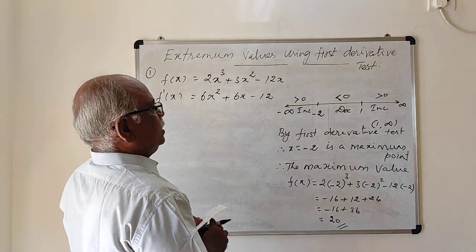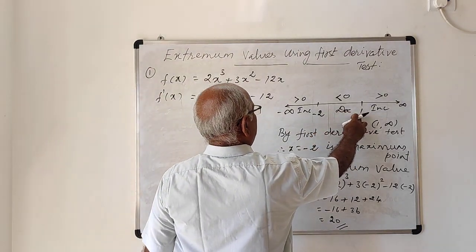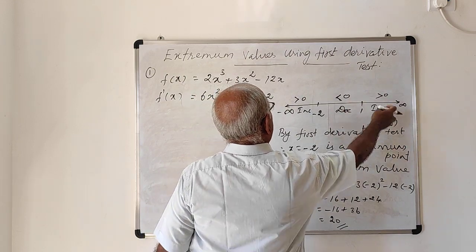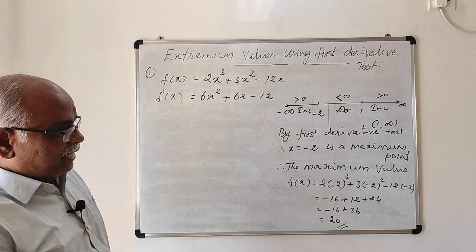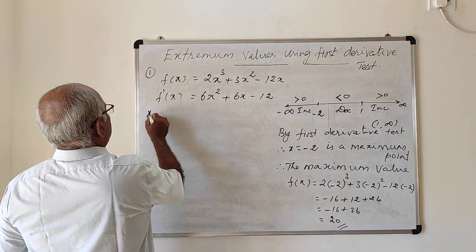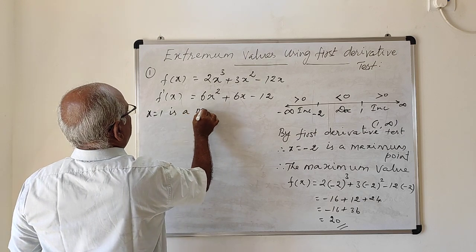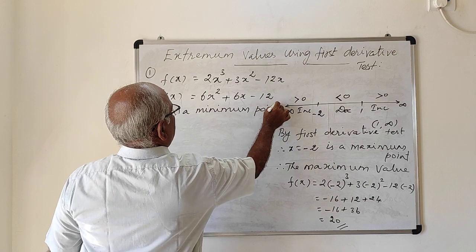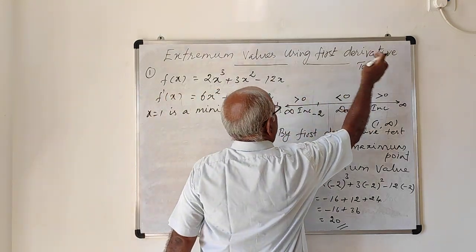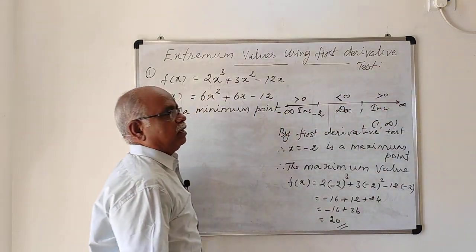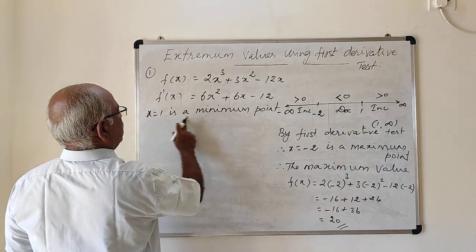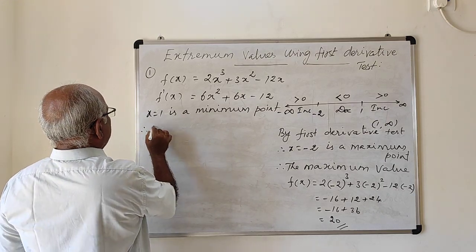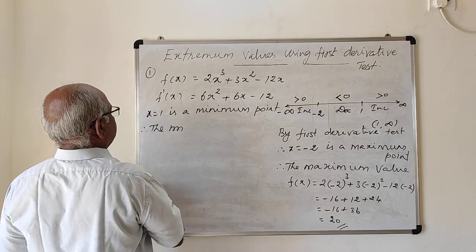So, x equal to 1 is a minimum point because at x equal to 1, f dash of x changes its sign from negative to positive. Therefore, x equal to 1 is a minimum point. F of x is decreasing to increasing. So, x equal to 1 is a minimum point. To find the minimum value, we substitute into f of x.